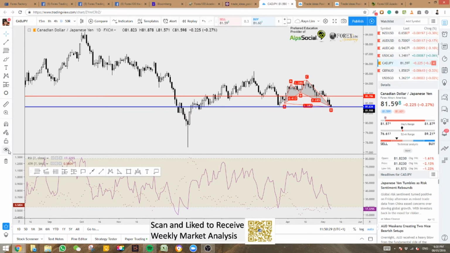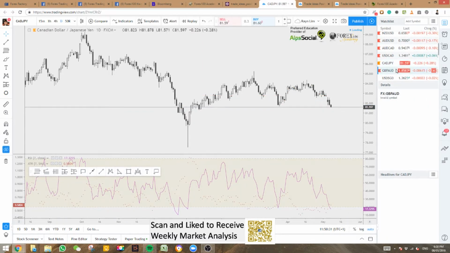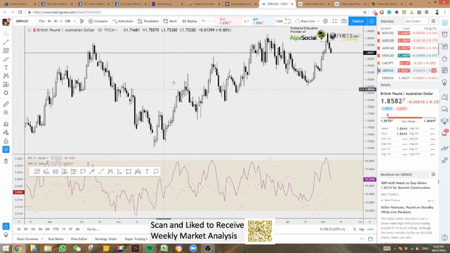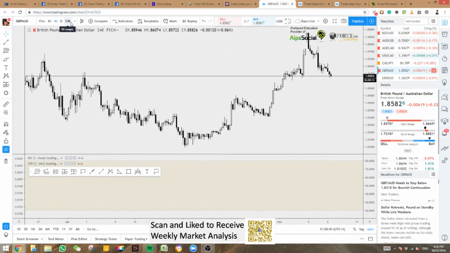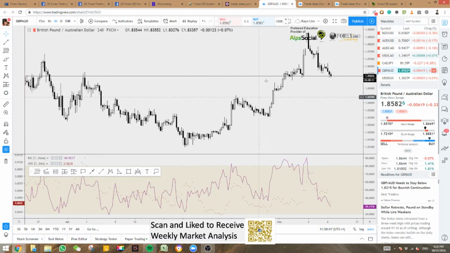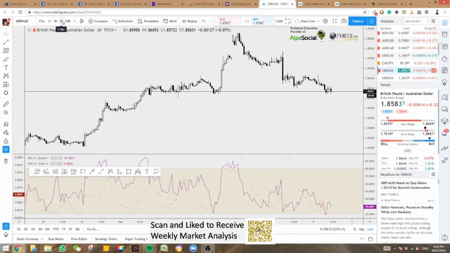Moving to the last pair, pound Aussie. On the daily chart, we can see that the market did not break and close above the high, well resisted on the daily chart, then it started to move downwards. On the 4-hour chart, the market has overextended, then had a bit of correction back to the previous support. To the 1-hour chart, let's take a look.